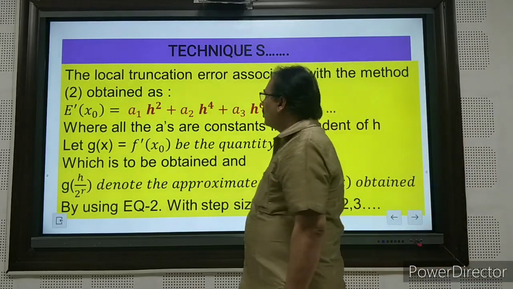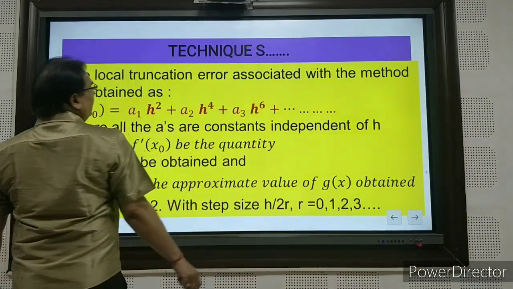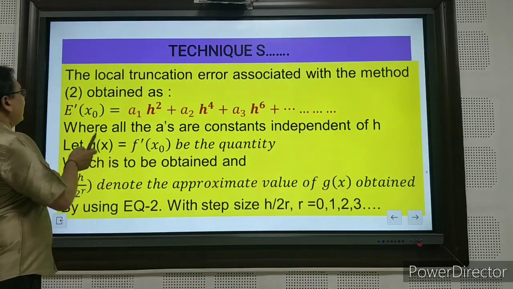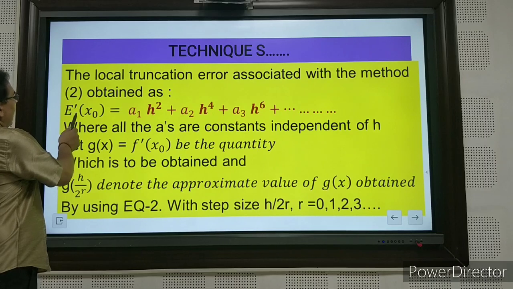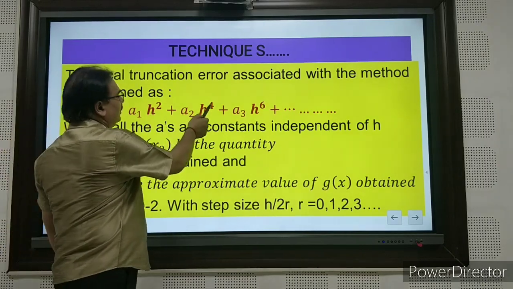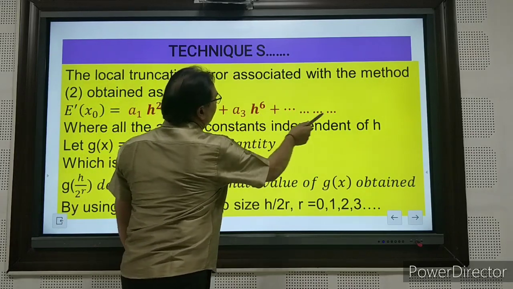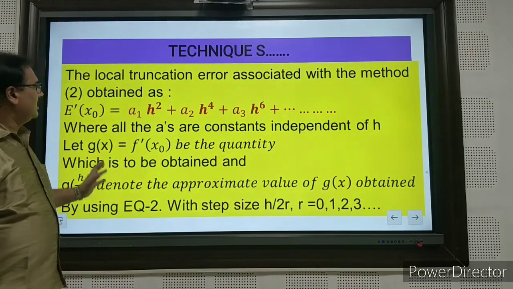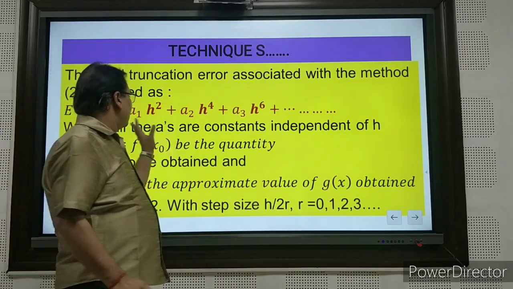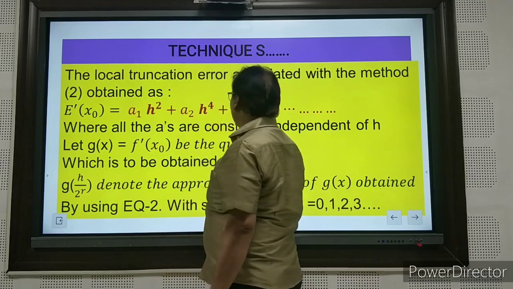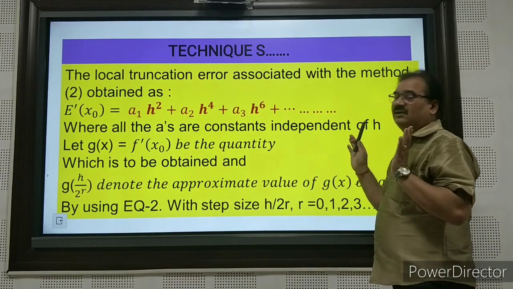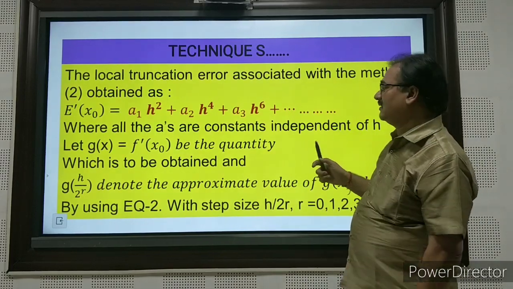Now, the local truncation error I discussed associated with the method, the previous equation 2, we may write as this E dash x naught, this local truncation error, a1h square plus a2h power 4 plus a3h power 6, as we discussed about this, the geometric sequences. Here all the a's, a1, a2, a3, all constants, are constant independent of h. They are not dependent on h.